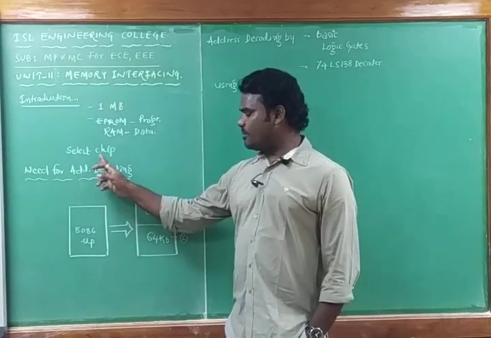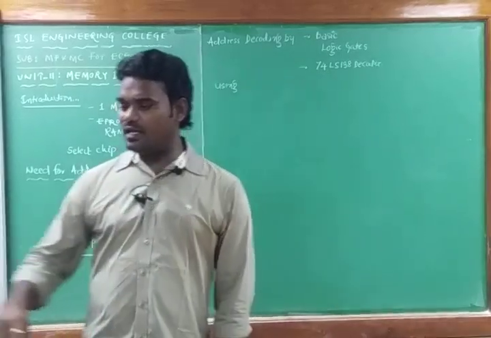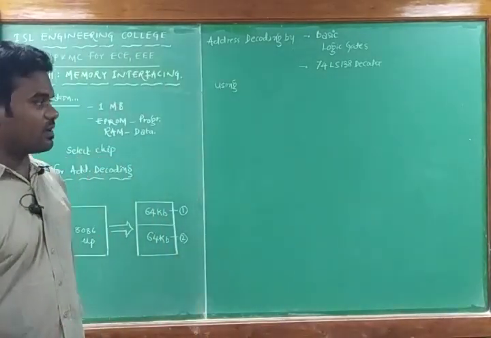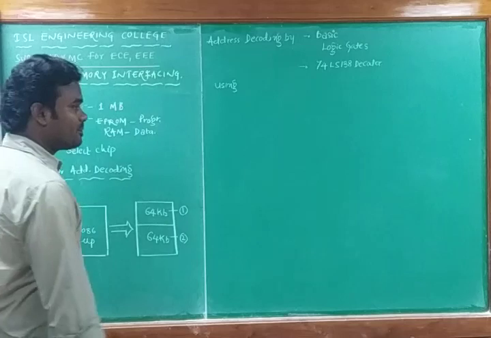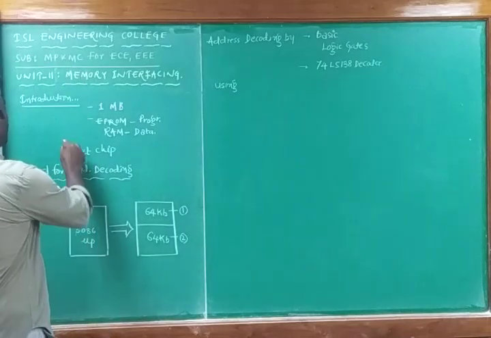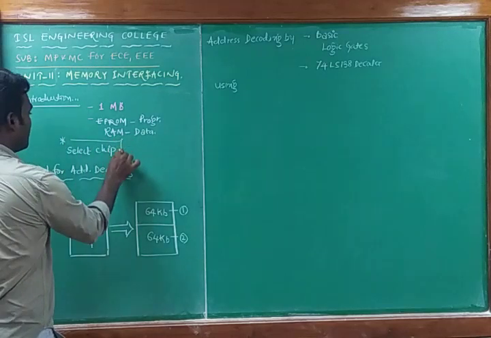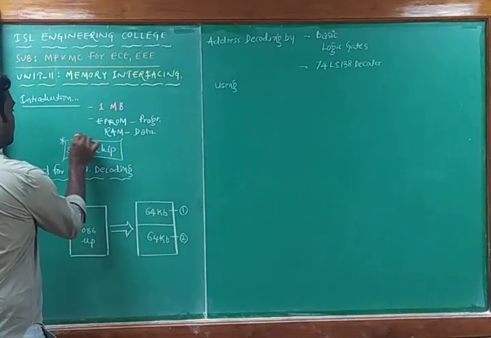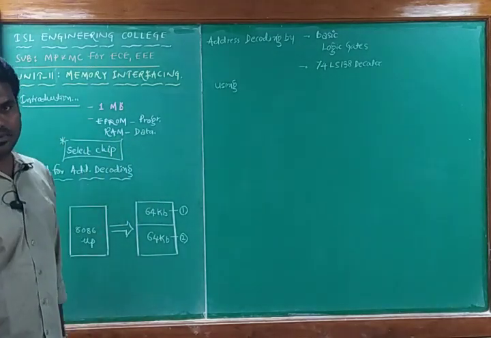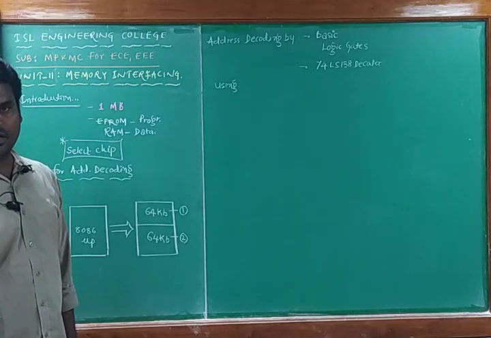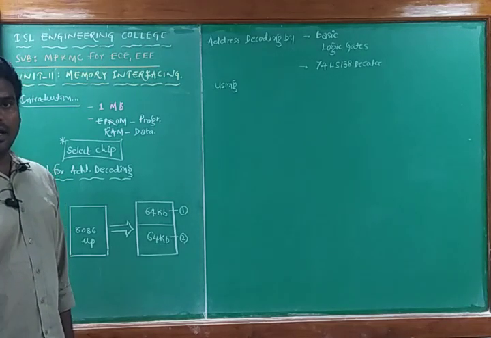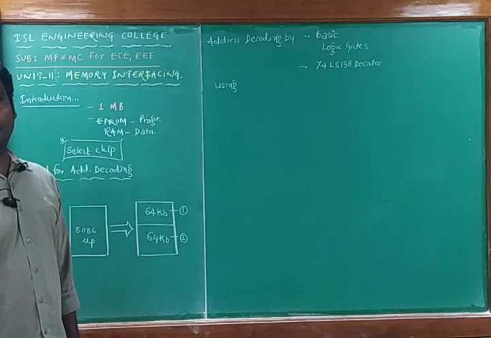So the main important thing in interfacing the 8086 microprocessor with the memory is that after interfacing, it is going to select a chip. That means the memory device is going to be enabled.